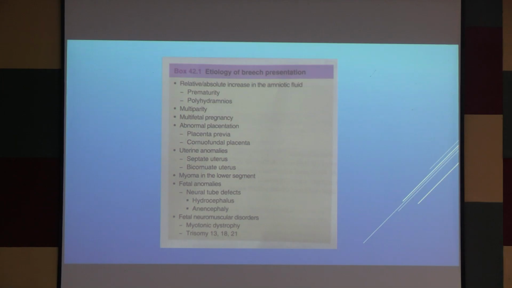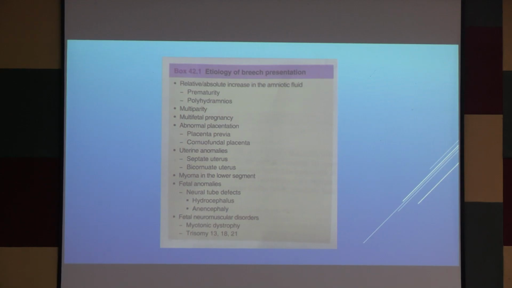What are the etiologies of breech presentation? Most common etiology is prematurity. What we are seeing is that at 32 weeks it is 7%. So prematurity is the main cause of breech presentation. If the liquor volume is more, that is polyhydramnios, that is a cause of breech presentation. Multigravida, uterine tone is less, so there will be possibility of breech presentation.